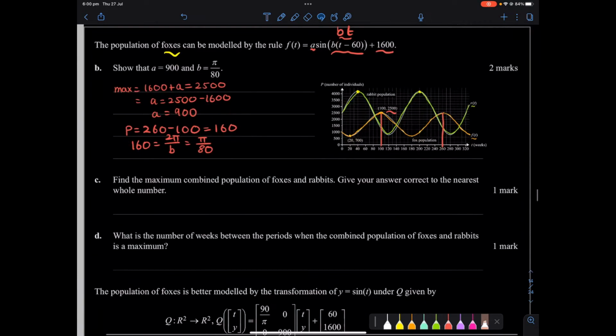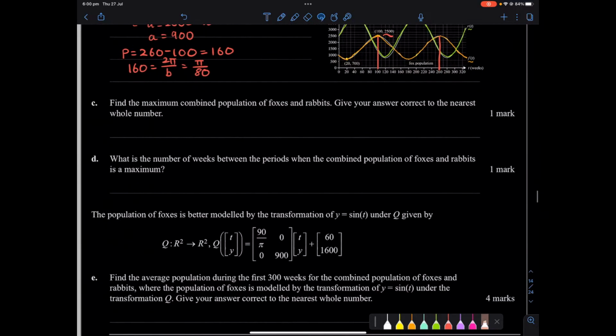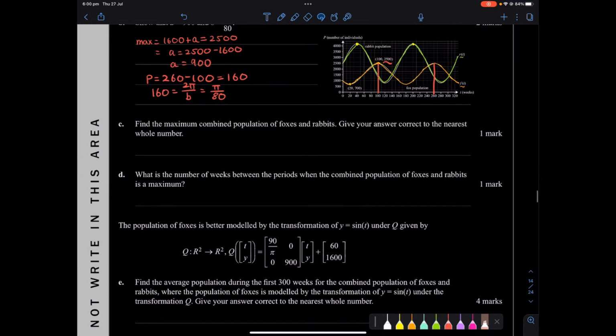Okay, let's go to question C. Find the maximum combined population. So we want to find the maximum combined populations of foxes and rabbits. Give your answer correct to the nearest whole number.